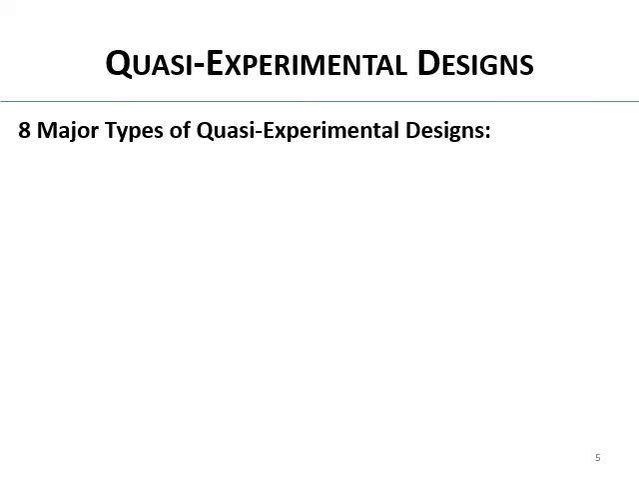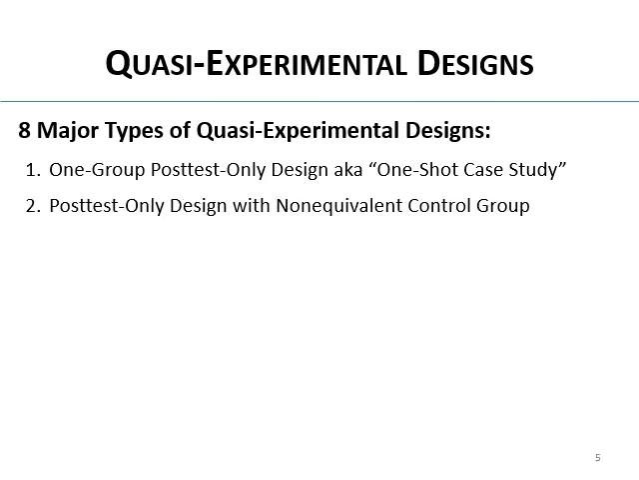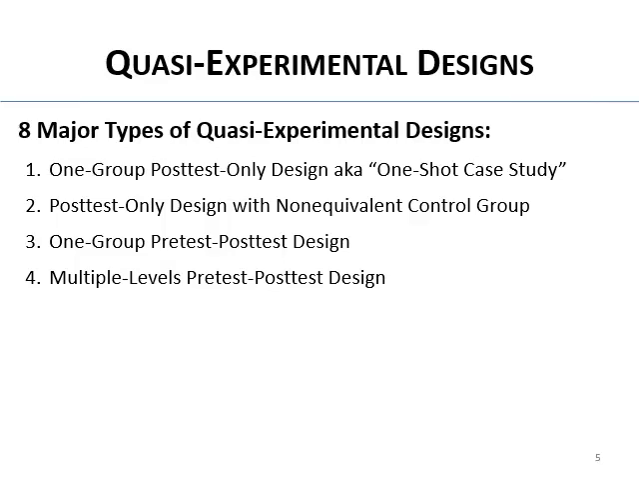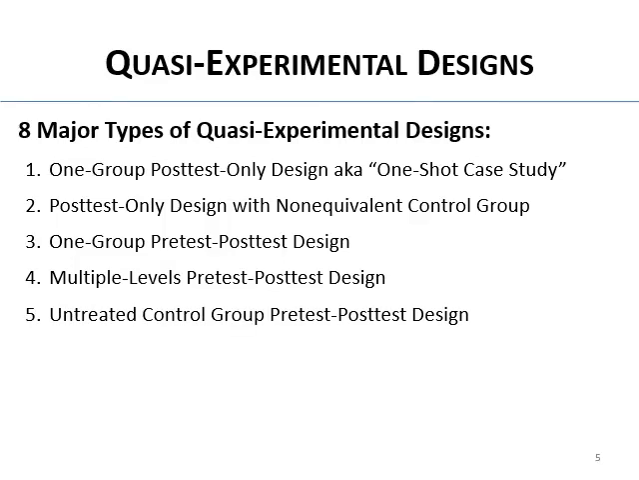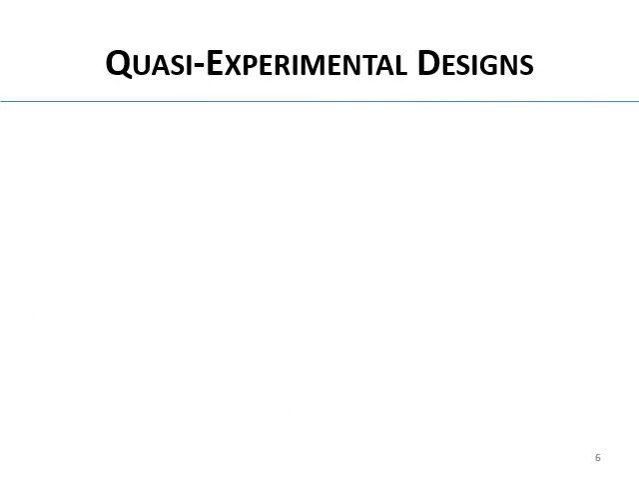So there are 8 major types of quasi-experimental designs. We're going to talk about them all. There's the one group post-test only, also known as the one-shot case study. The post-test only design with a non-equivalent control group, the one group pretest post-test design, the multiple levels pretest post-test design, the untreated control group pretest-posttest design, the interrupted time series design, and the multiple interrupted time series design, and finally, the single subject reversal designs. So these are all quasi-experimental designs.